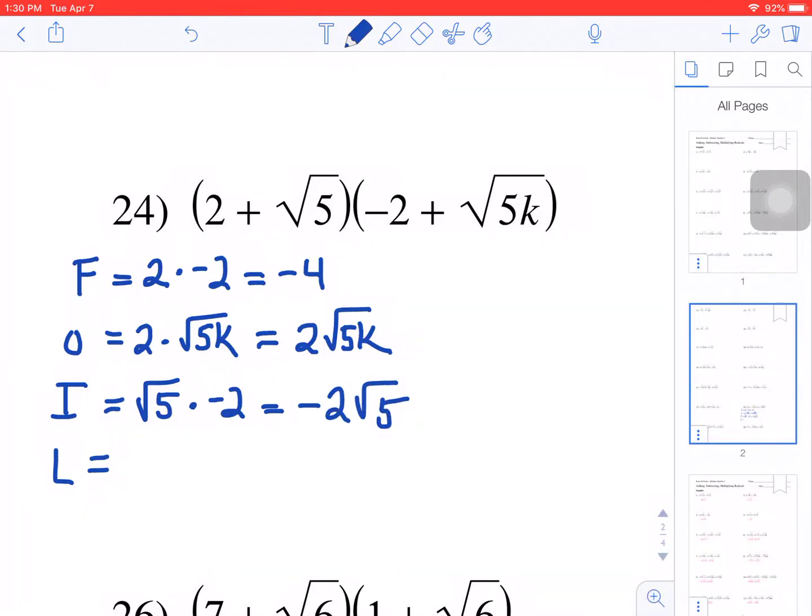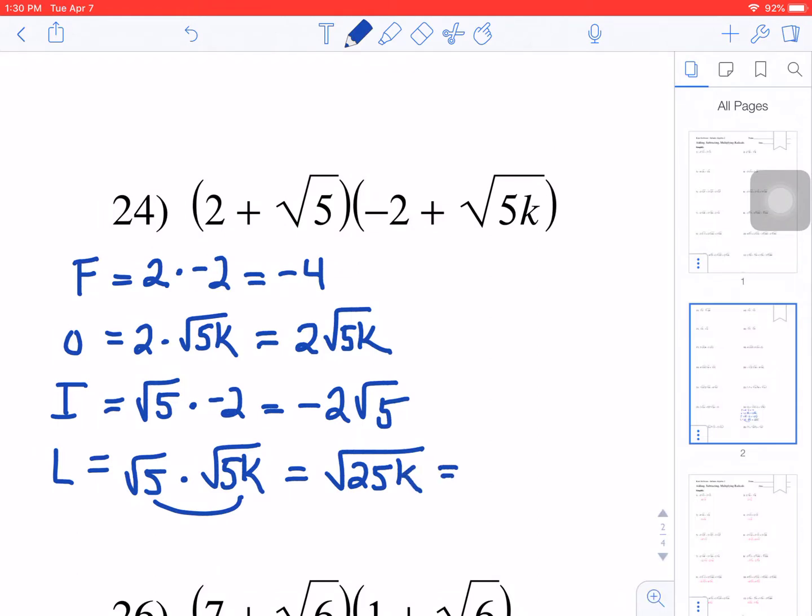And then my last would be the square root of 5 times the square root of 5k. And I am allowed to actually multiply those two things together. And that's the square root of 25k. And then if I use my product property to break this apart, it's the same thing as the square root of 5 times the square root of k, which is actually 5 square roots of k.